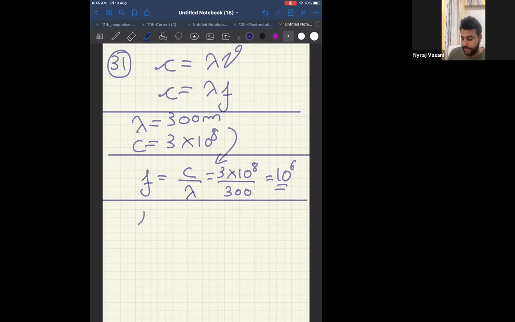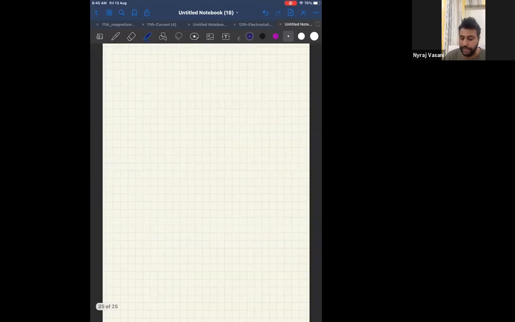Everyone look at the screen. F is equal to 1 by 2 pi root LC. Please, everyone look at the screen. Do you know this formula for resonant frequency? Yes. F is equal to 1 by 2 pi root LC. Let me write it over here. Can I say F is equal to 1 by 2 pi root LC?